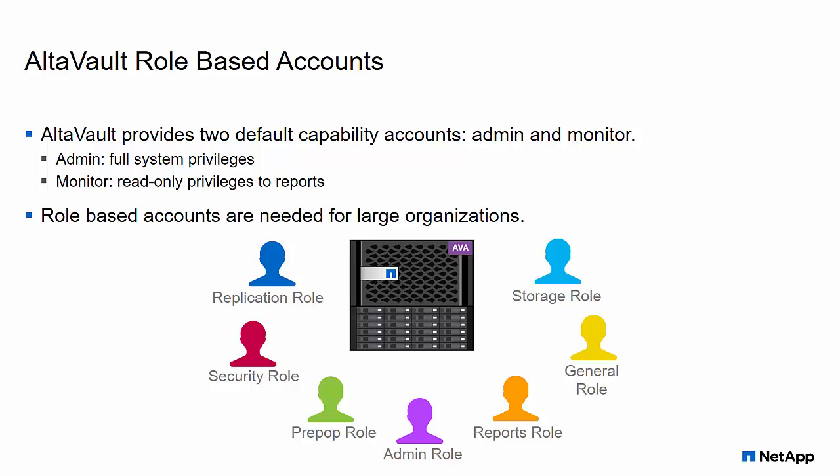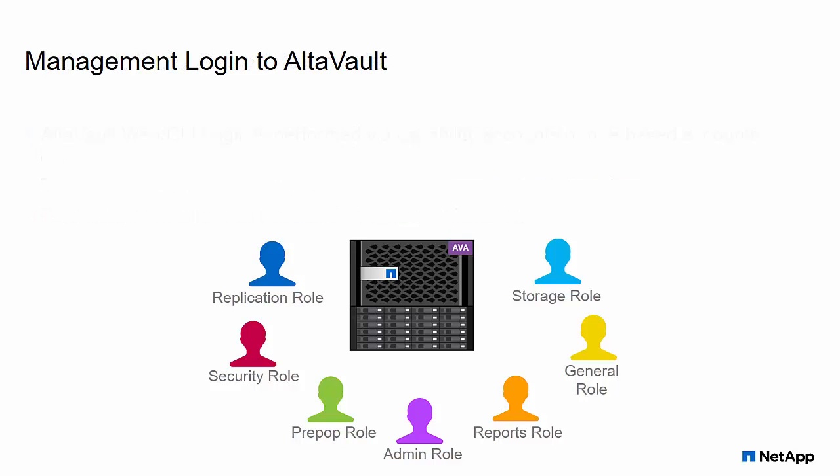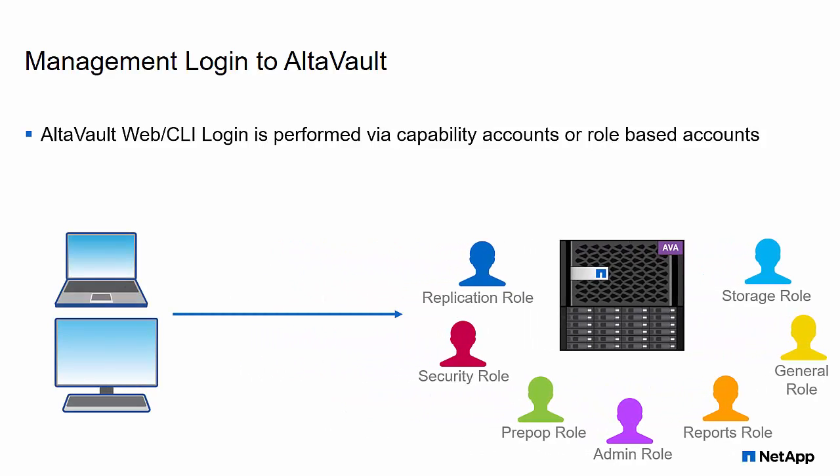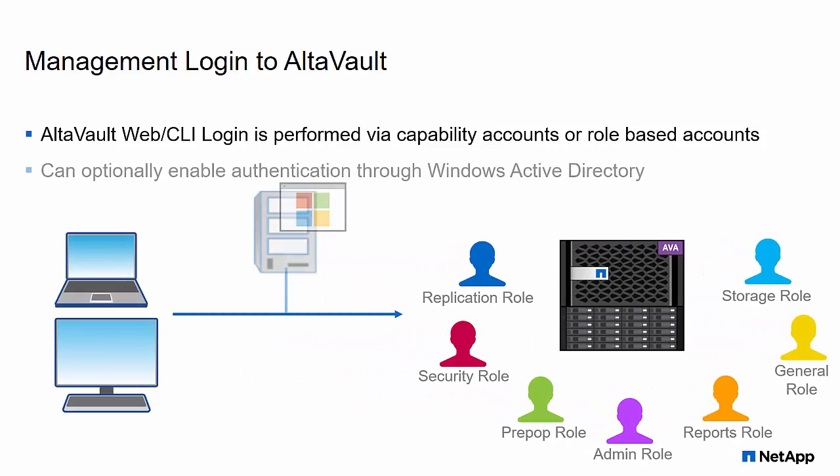What if you're managing a farm of AltaVault appliances, and your organization requires authentication through a corporate identity mechanism like Windows Active Directory? Starting with AltaVault version 4.3, administration access to the AltaVault GUI and CLI can be performed through Windows Active Directory, or AD, authentication. This authentication method can be used to replace or expand the existing local user login method of AltaVault provided via the capability or role-based accounts.